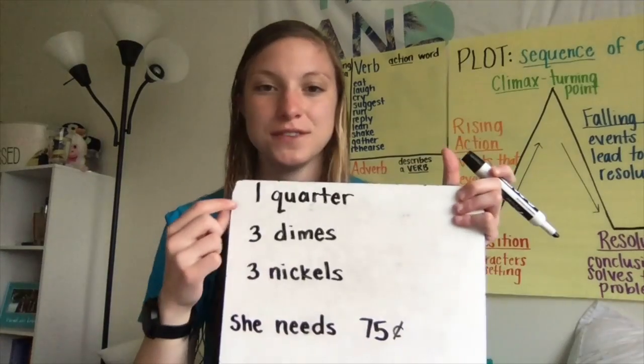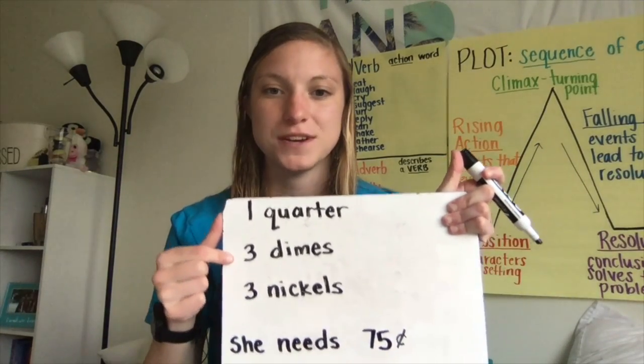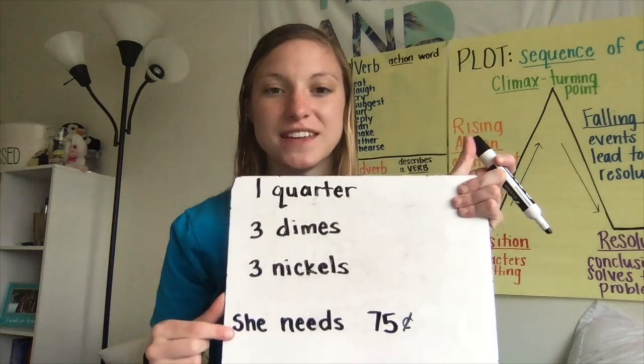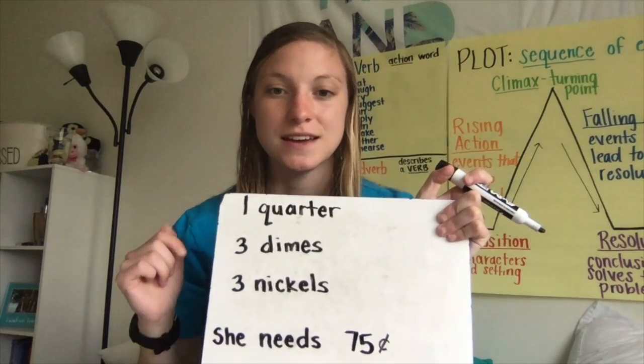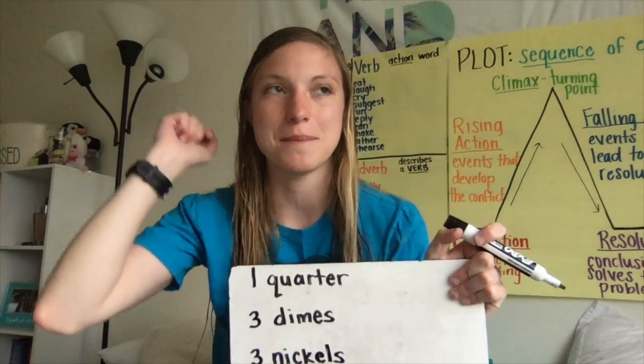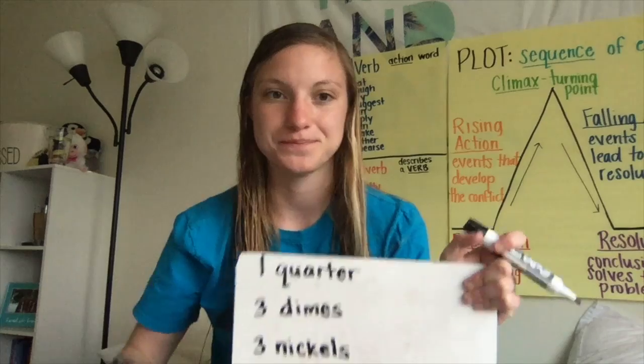It says she has 1 quarter, 3 dimes, and 3 nickels. So my first job is to figure out how much money she actually has. So I wrote down the coins she has: 1 quarter, 3 dimes, and 3 nickels. And then just down at the bottom, I wrote how many cents she needs, just so in my brain I remember what number we're trying to get up to.